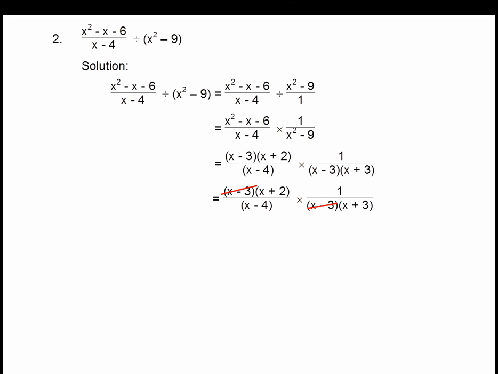Okay, numerator, we're left with x plus 2. The denominator is x minus 4 times x plus 3. Again, don't write in the numerator times 1, because 1 times anything is the anything, the identity property.